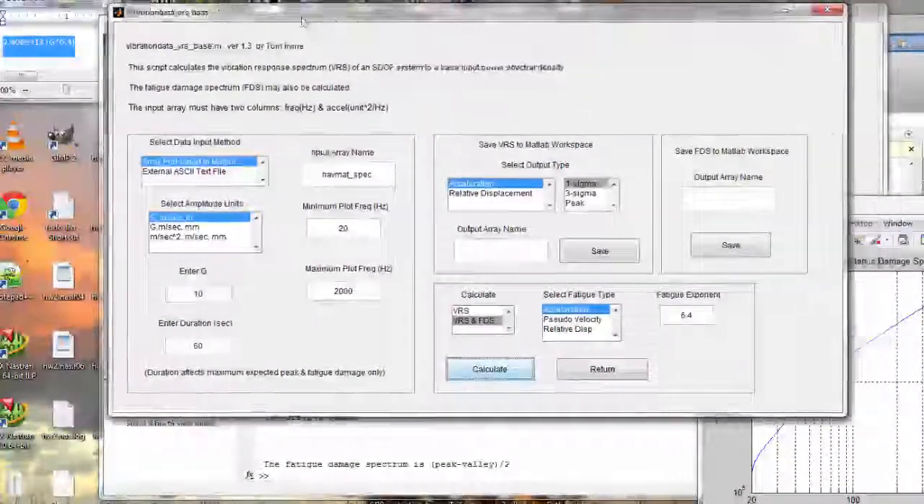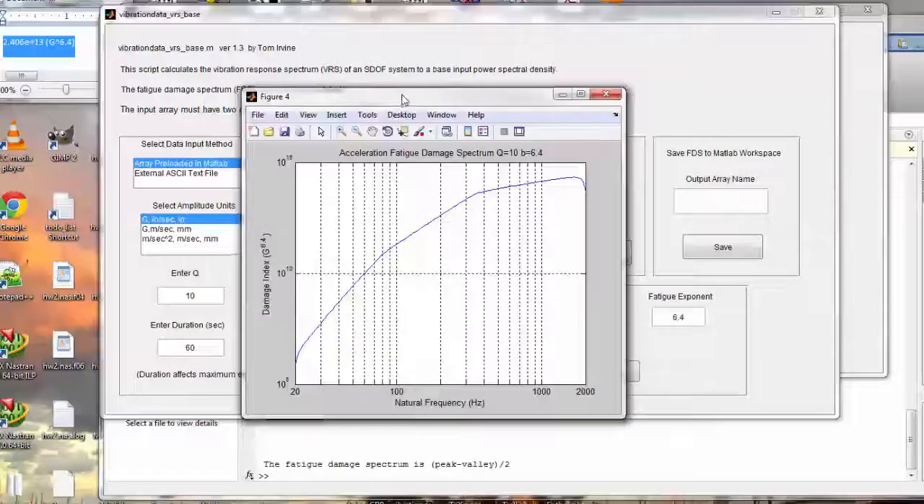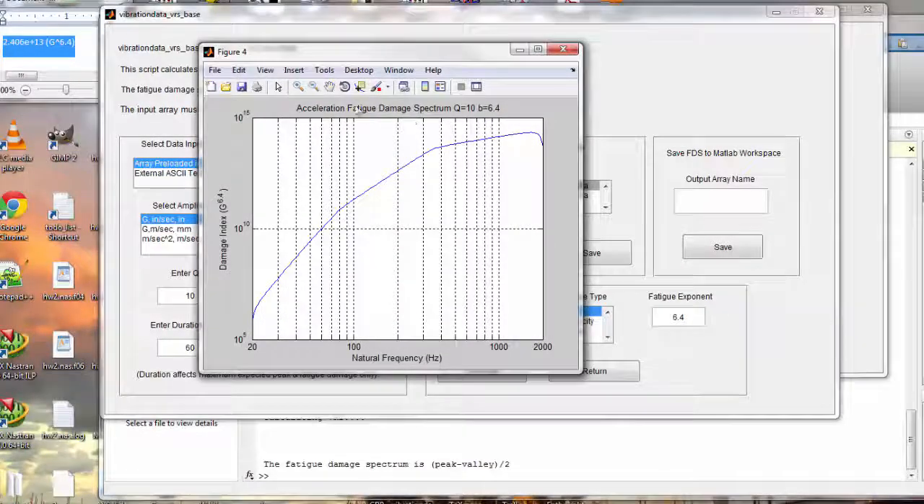Now we want to look at the fatigue damage spectrum. That's new. This is a new plot, and again, I want to go over this more earnestly in a future webinar, but this is a preview. Acceleration fatigue damage spectrum, Q is equal to 10, 6.4 fatigue exponent. So here we have this really funny unit. It's G raised to the exponent 6.4. Same thing as over here.